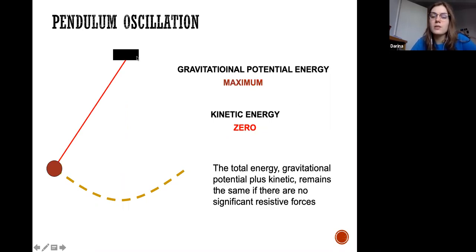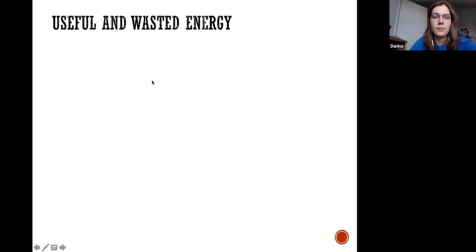The important thing to note is that, as we said, with the principle of conservation of energy, the total energy, the gravitational potential plus the kinetic, remains the same, if there are no significant resistive forces. So if we're not losing any energy to the outside via things like friction, right? Okay, so let's have a look then at situations in which we do have things wasted, things lost to the outside via stuff like resistive forces and via friction.